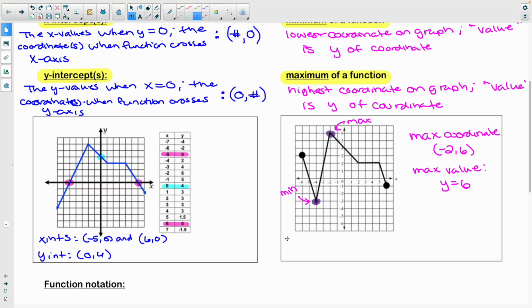So our minimum, so our min coordinate is at, their x value is -4, our y value is -3. So (-4, -3). And therefore our min value, so our minimum value is at y equals -3. So on a table, our maximum y value would have a 6 and our minimum y value would be a -3. That tells us that all of the y values are between -3 and +6. There's nothing above +6 and there's nothing below -3.